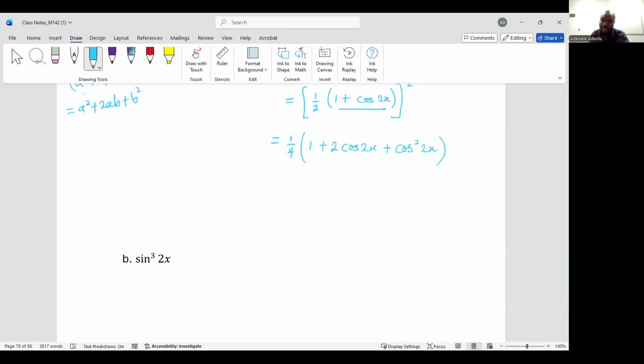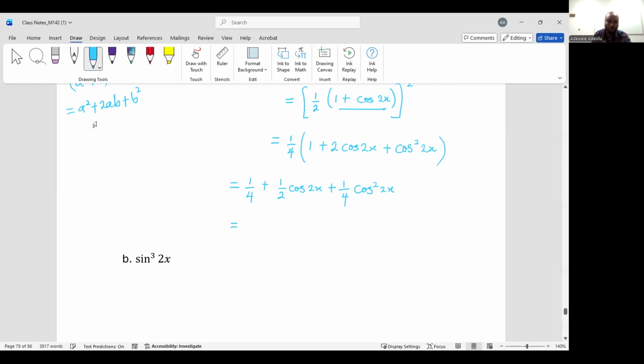Again, I'm not done. How do I know? I still have power here, so I need to deal with that. But before I move on, I can open up and I have 1/4 plus 2 over 4. That is 1 over 2 cosine of 2x plus 1 over 4 cosine squared of 2x. So I know I need to deal with these parts.